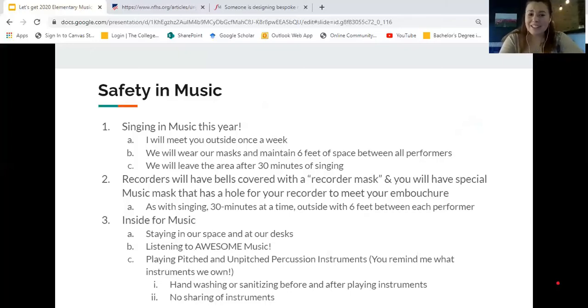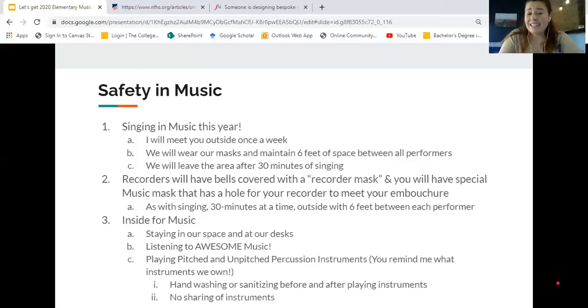Singing and music this year: I'll meet you outside. We're going to wear our masks and we're going to be 6 feet apart. And after 30 minutes, we're going to leave the area where we were singing outside, so that the air has a chance to disperse and remove those aerosolized particles from the air.